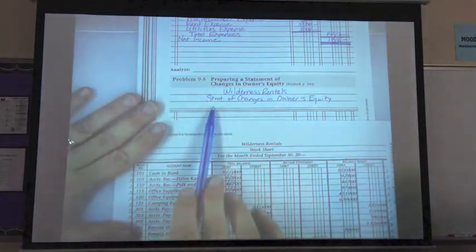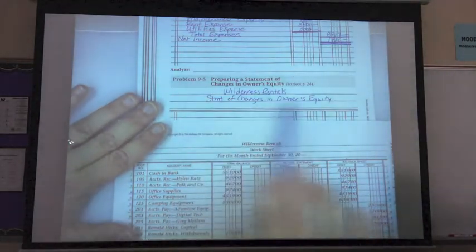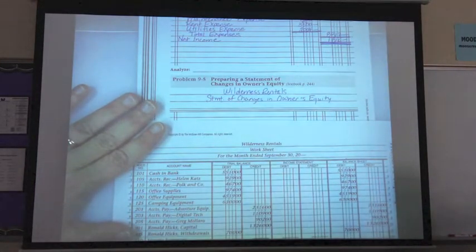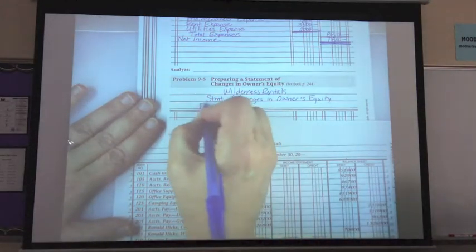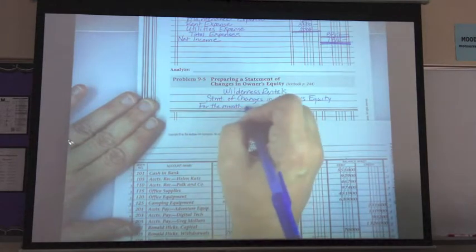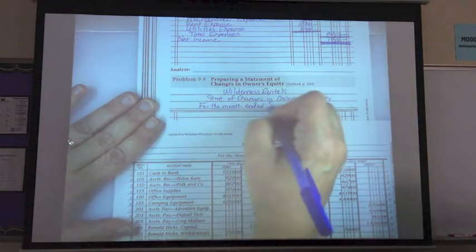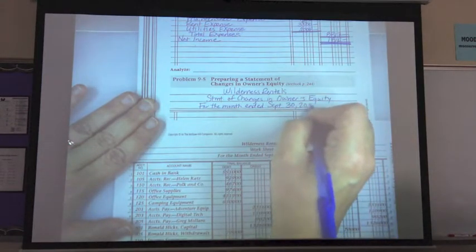This might tell us a little bit, it might give them a clue that, oh, we're looking at some changes in the owner's equity or their claim to the assets. The last thing is going to be the same date that we've used before. For the month ended September 30th of the current year.